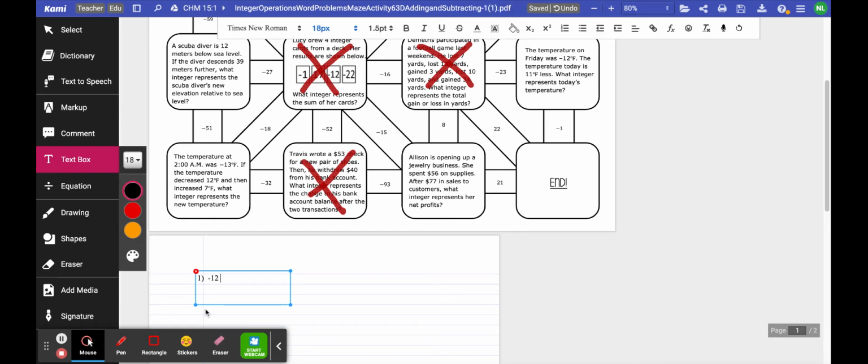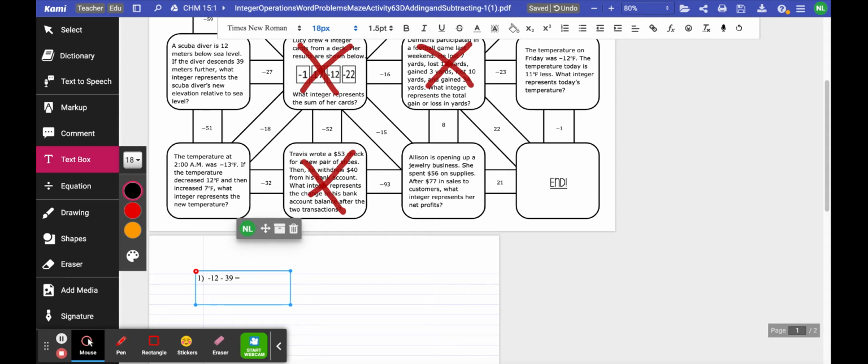So when I read the words below sea level, I know that this has to be a negative 12. So he's starting below sea level and he is then descending 39 meters further. Descends means going down. So that would be minus because he's getting further down, going 39 meters below. What is the answer? So we have negative 12 minus 39 equals what?